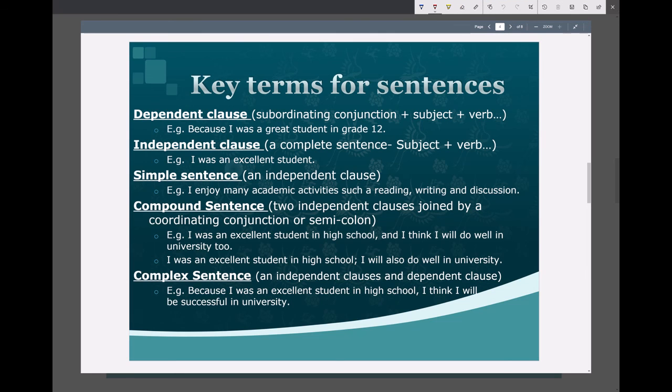Here we need an independent clause and a dependent clause. The dependent clause here is because I was an excellent student in high school. Remember, because is a subordinating conjunction here, which makes the clause dependent. And then you have a comma. I think I will be successful in university. So clause 1 and clause 2.